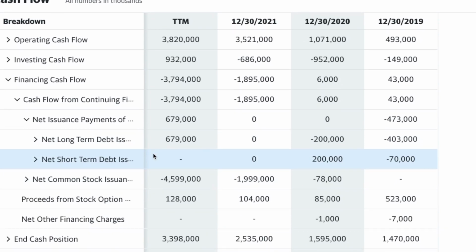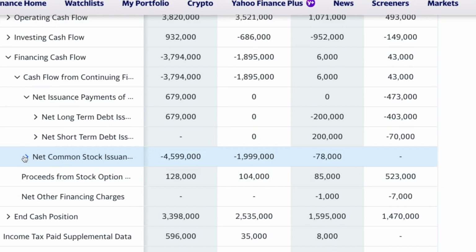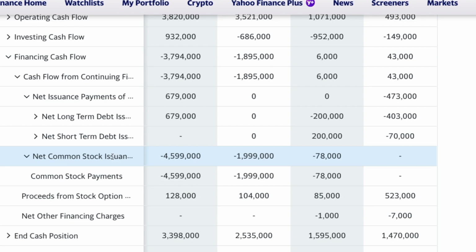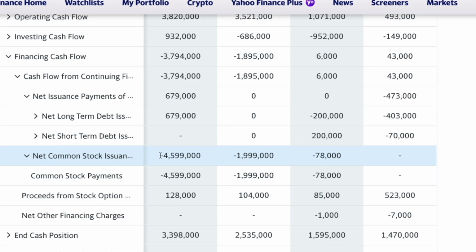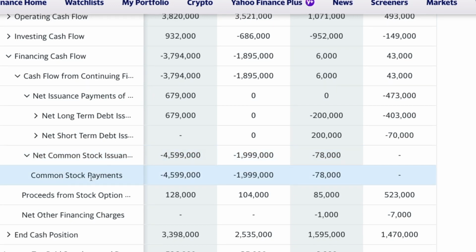in the next year. And the most important or concerning thing about this company is the net common stock issuance. As you can see, the company has spent $4.5 billion repurchasing stock. It is a bit of a concern, which I will go through later, why they have spent so much money. Compared to last year, they spent minus $2 billion, but this time they have spent minus $5 billion on buying back their own shares.